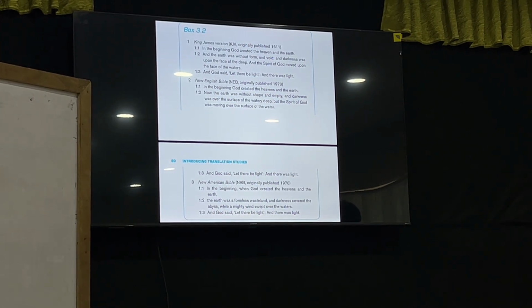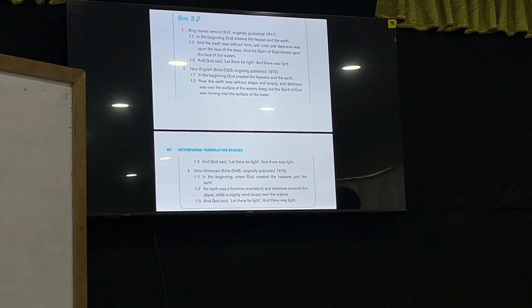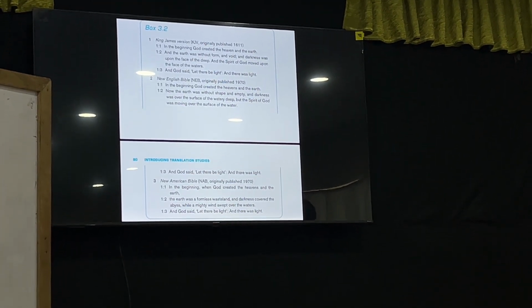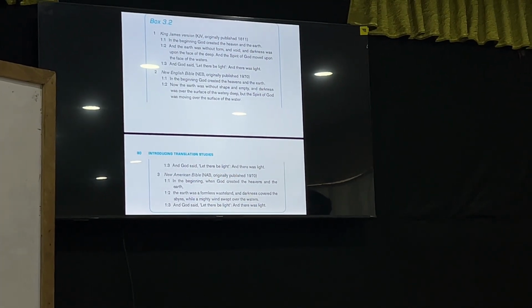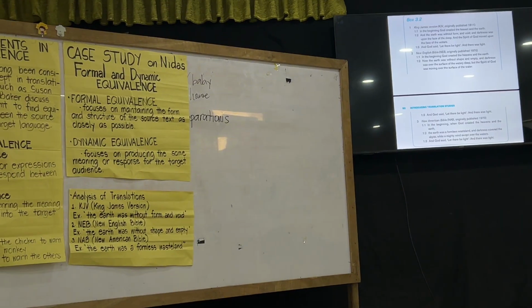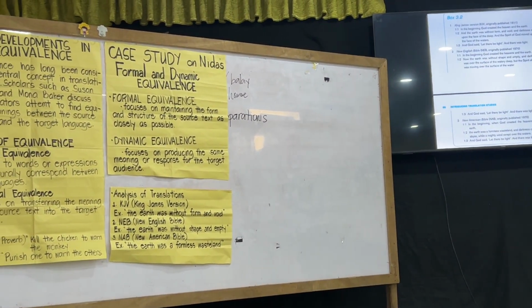These concepts help explain how translators choose between staying close to the original wording or focusing on the meaning and effect on readers. So we have here the formal and dynamic equivalence. The first one is formal equivalence. It focuses on maintaining the form and structure of the source text as close as possible.